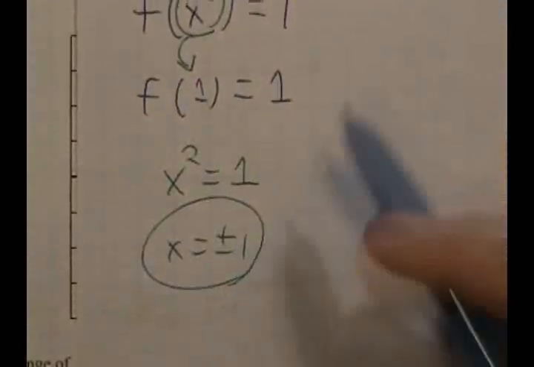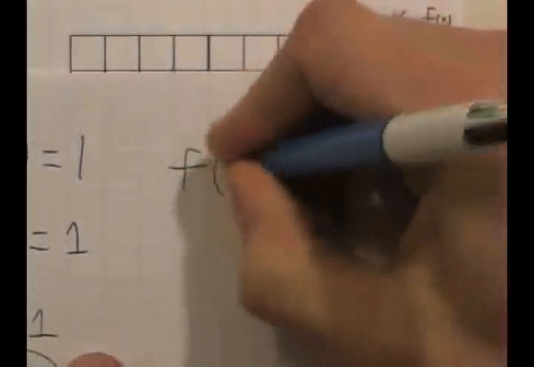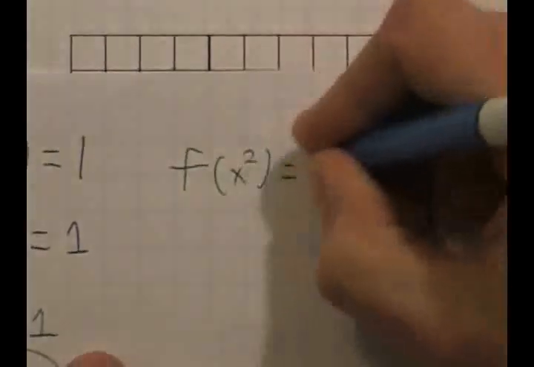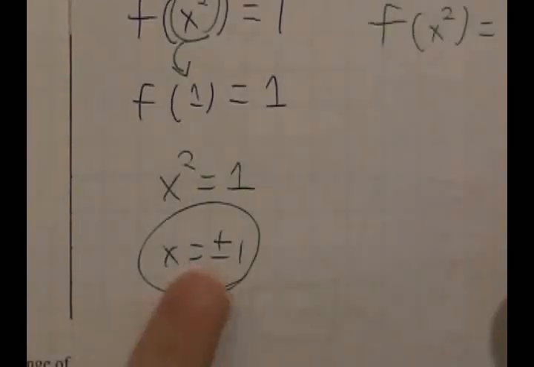And you can always check these out too, right? Think about it, f of x squared equals 1. We just said that if x is plus or minus 1, this is going to solve this equation. This is going to make it true.